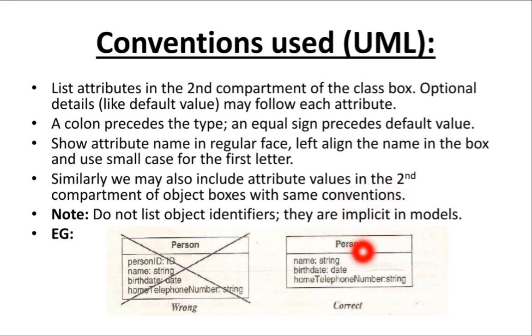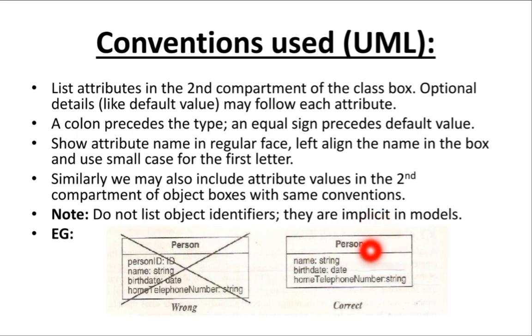So you can see person, what are the attributes for this? Name, birth date, or home telephone number are the attributes. Here I didn't include the person ID because ID is compulsory. You have to understand that for every object there should be an identification. So that's why it is compulsory. You no need to include it explicitly.